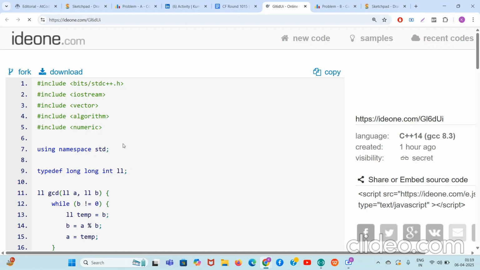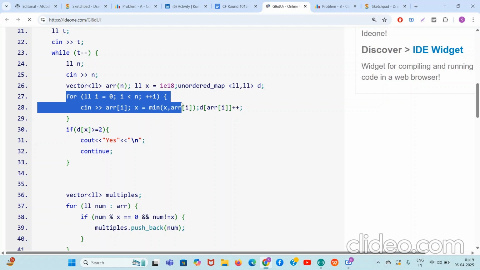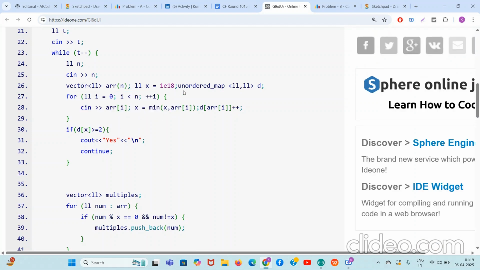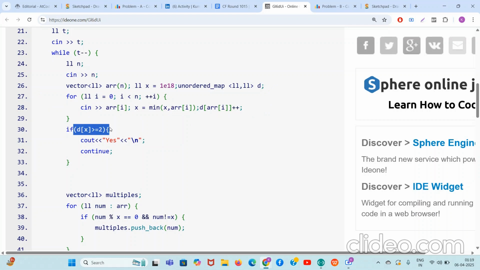So if I open it up for you, you can see it's a simple implementation. You just traverse the array and find the minimum number. I hope you know how to use a hash map and hashing to get the frequency of the minimum number. If the frequency of the minimum number is greater than or equal to 2, the answer is yes.